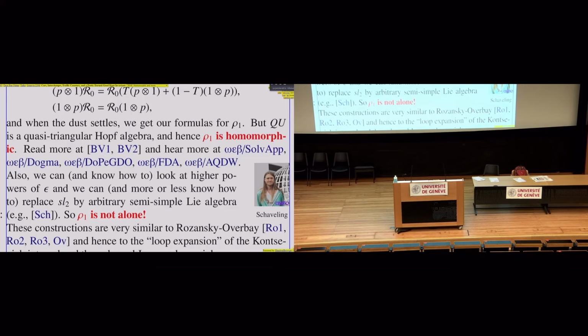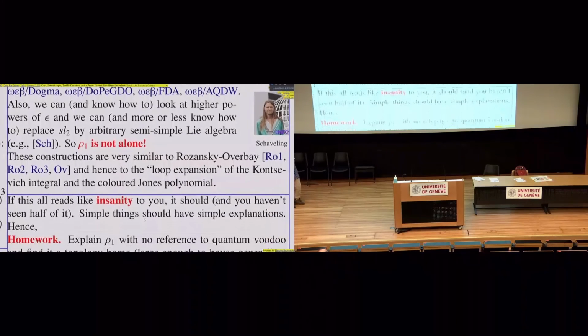So of course, you could continue and expand and figure out what's rho 2 and what's rho k in general, and they all make sense, and they're still polynomial time to compute. And furthermore, the same game can be played not necessarily with SL2, but with any other semi-simple algebra. So rho 1 is far from being alone.